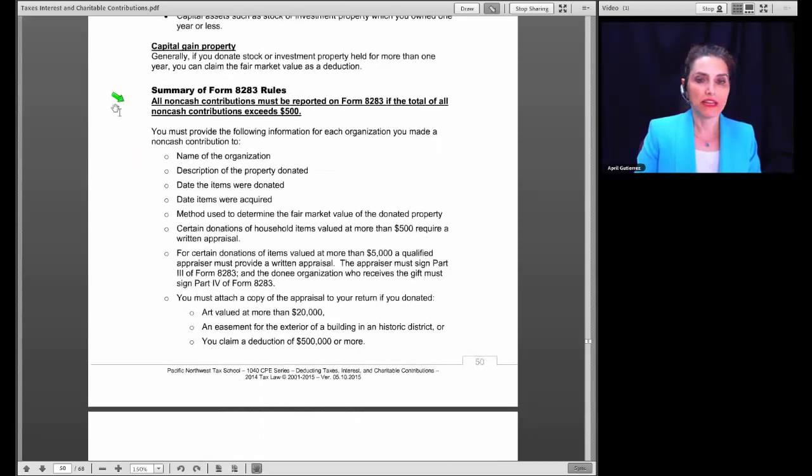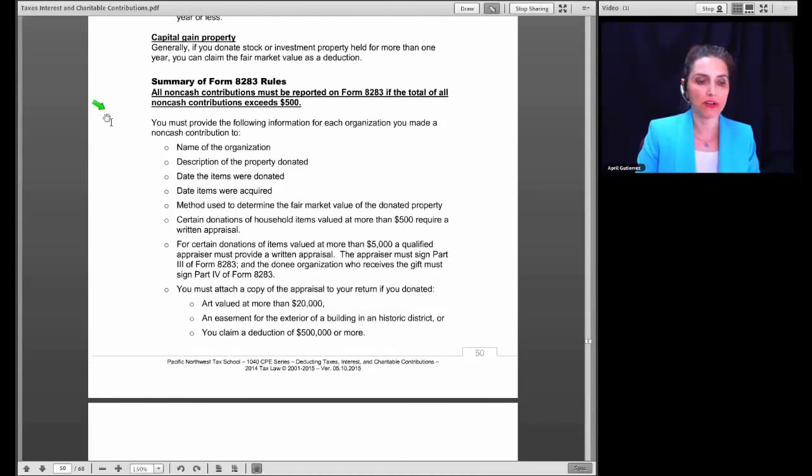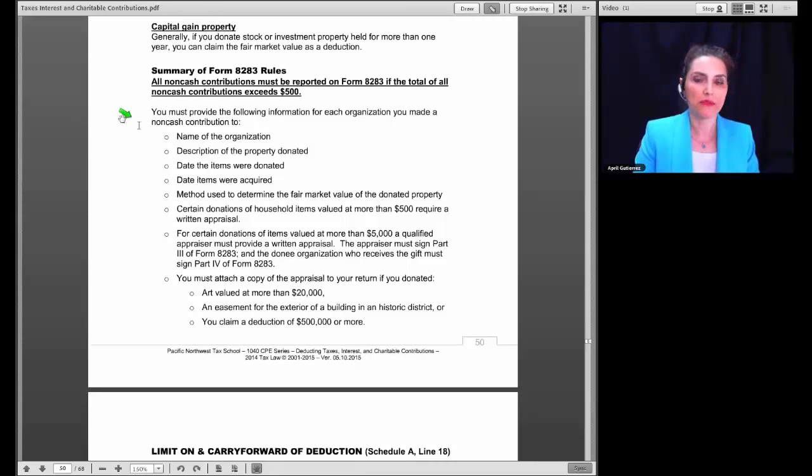Summary of the Form 8283 rules. All non-cash contributions must be reported on Form 8283 if the total of all non-cash contributions exceeds $500. You must provide the following information for each organization that you made a non-cash contribution to: the name of the organization, a description of what you donated, the date that the items were donated, the date that they were acquired, and the method used to determine the fair market value of the donated property.